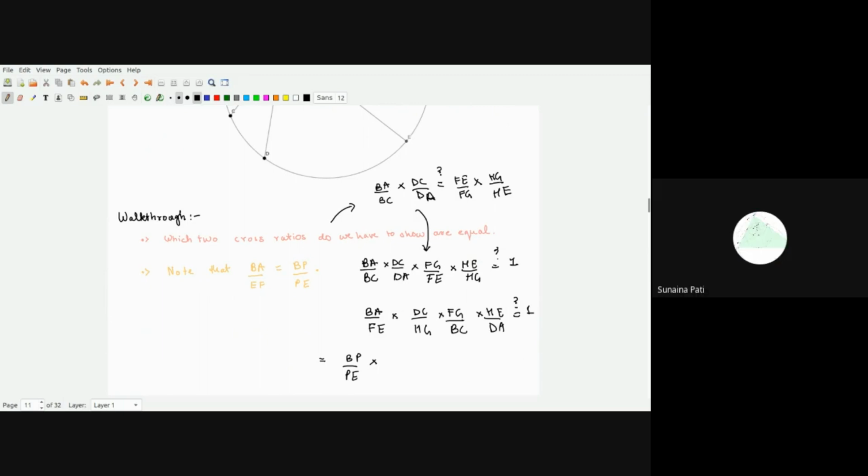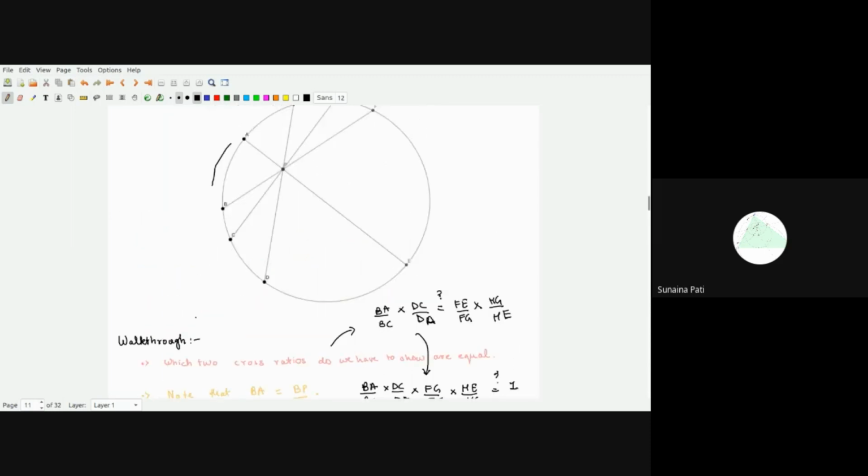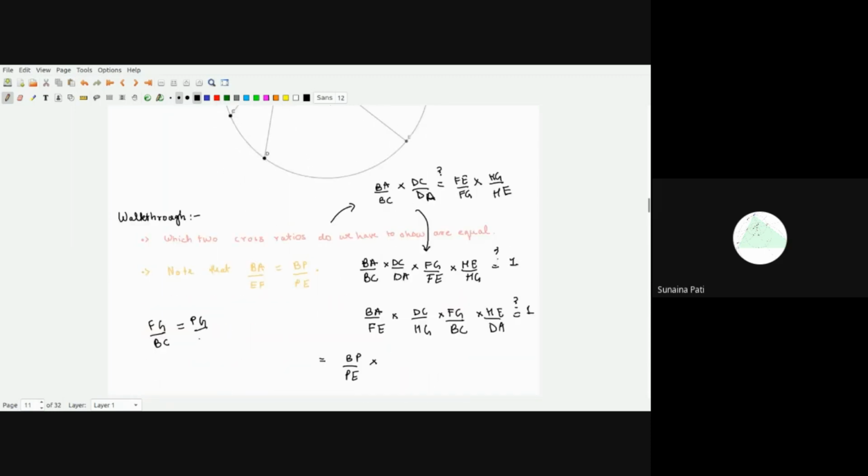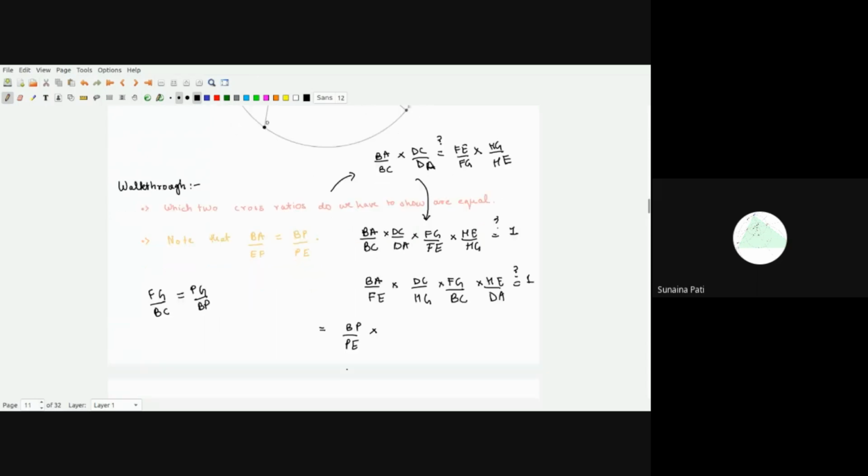Can you check? Yes. Anemika, can you say it a bit louder? FG by BC, HG by BC. Yes, FG. I think you're saying FG because that's a nice ratio. FG by BC is equal to PG by BP. Yep, that is it.